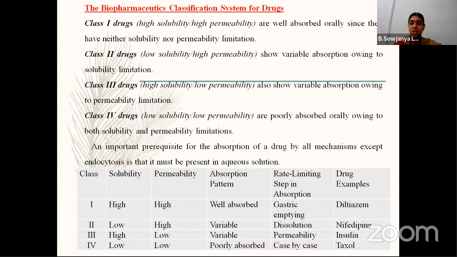The first one is high solubility and high permeability, which is well absorbed. The low and high category is variable, because one property is low and the other is high: low solubility and high permeability. The next one is high solubility and low permeability, for example insulin. And the next one is low solubility and low permeability drugs, where both parameters are very low.